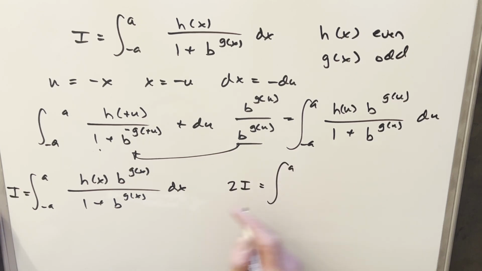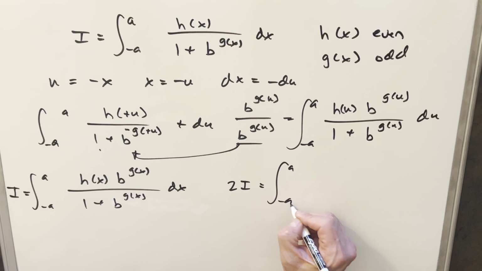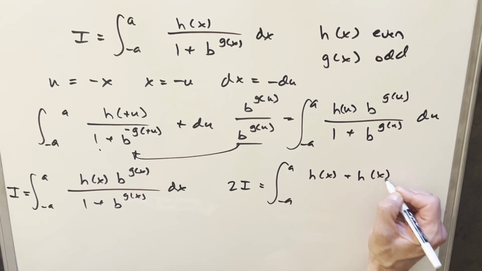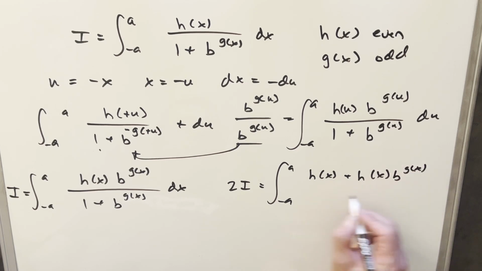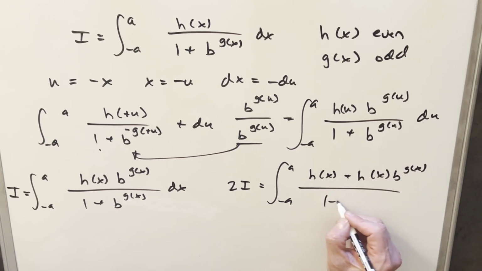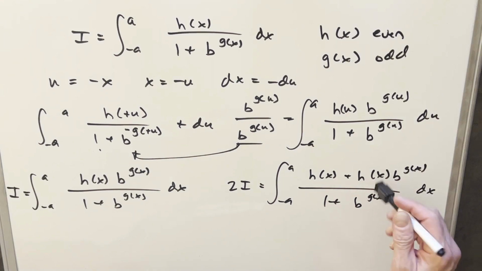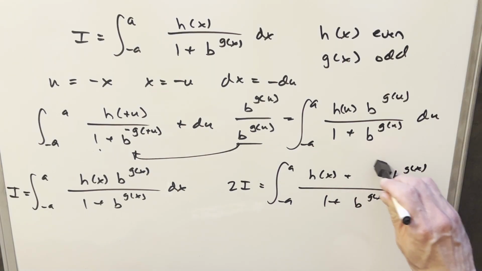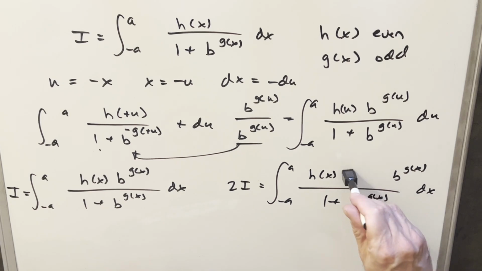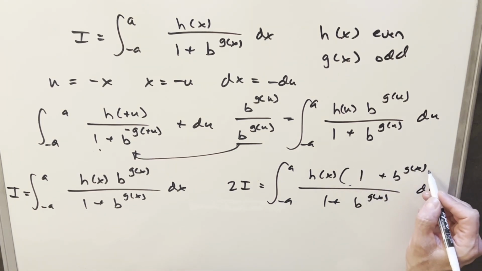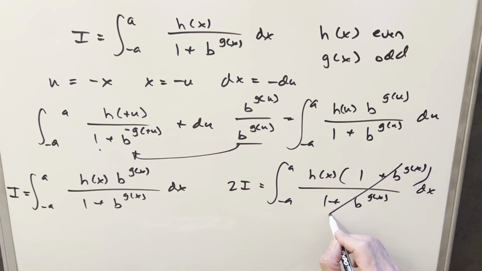And then when we do that, because we have the same denominator, we can just add the numerators. So we end up with h of x plus h of x b to the g of x over this common denominator. But then the key to this right here, what I can do is factor out an h of x. So what's going to happen when we factor that out, I can write this as h of x times 1 plus b to the g of x. But then this thing's going to cancel, and we get some good simplification. And now we're just integrating h of x.